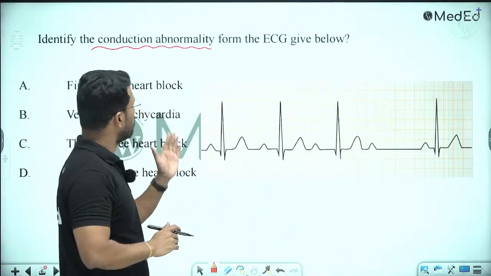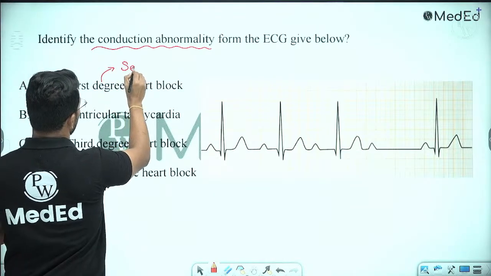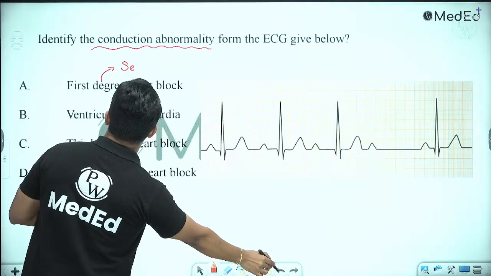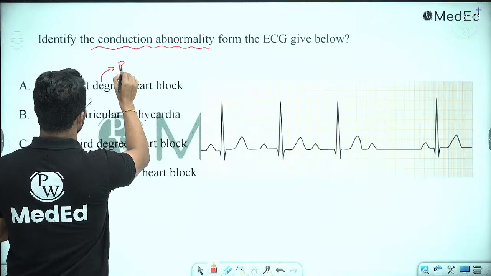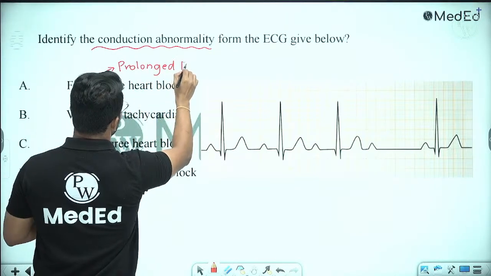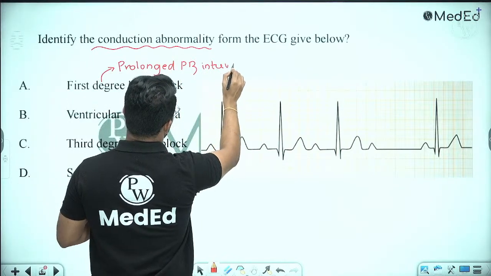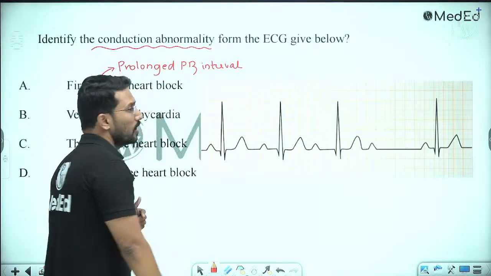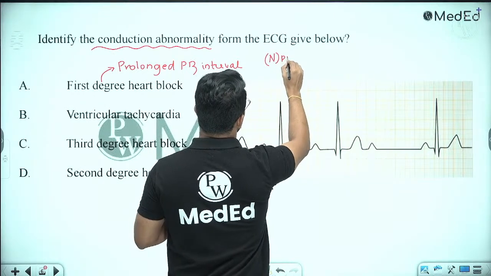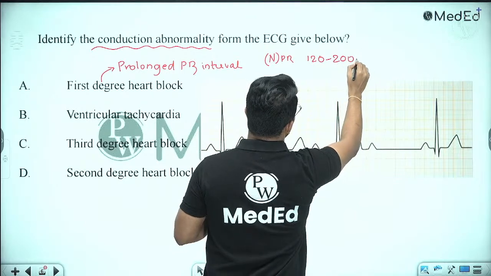We know different types of AV block. First degree AV block is what? The first degree AV block is where you have a persistently prolonged PR interval. Now what is a normal PR interval? Now remember here, the normal PR interval is in the range of 120 to 200 milliseconds.